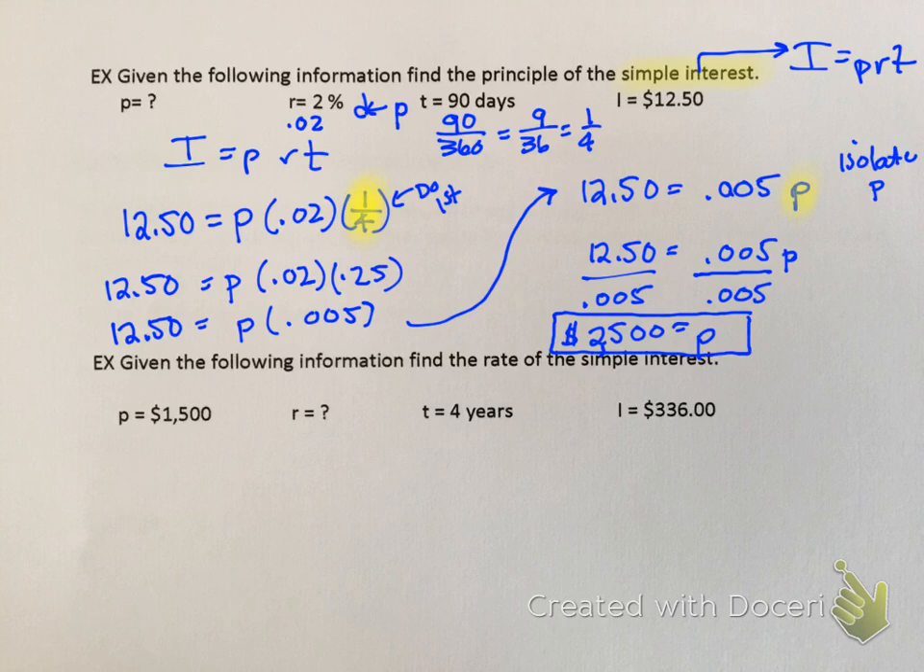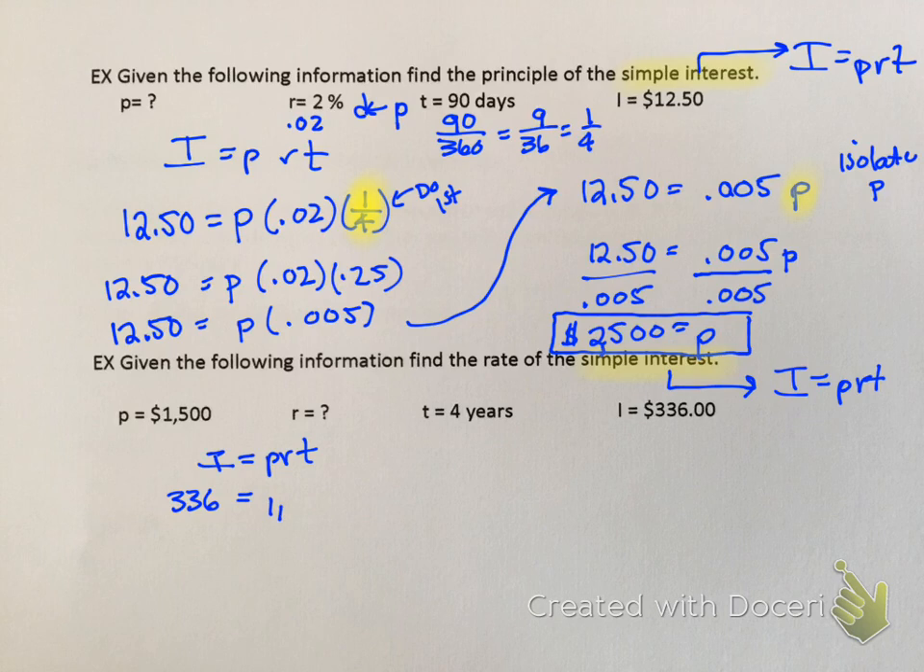Okay. So the next example says P equals 1,500, the rate's unknown, the time is 4 years, and the interest is $336. So once again, the directions say find simple interest. So right away, what do I think? I equals PRT. I'm going to go ahead and write that down, and then I'm going to fill it out. The interest is $336.